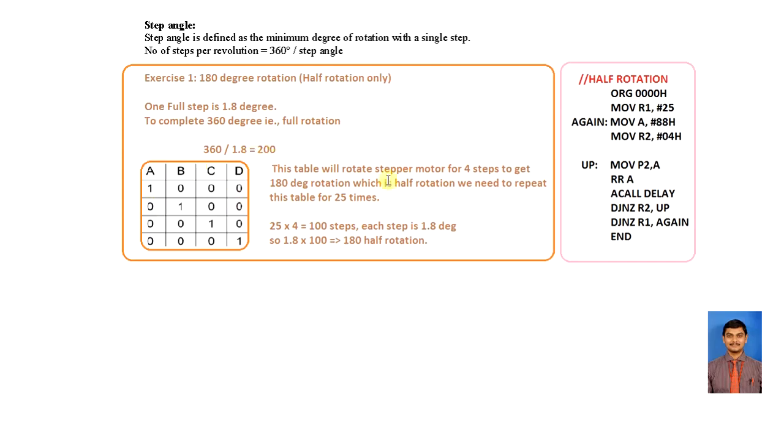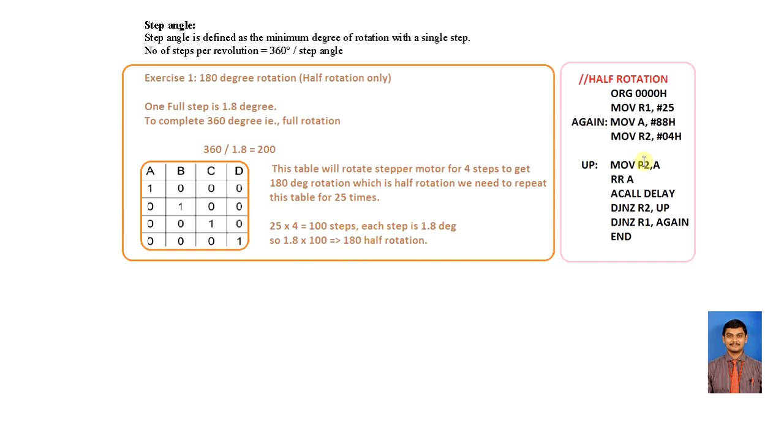This table will rotate a stepper motor for 4 steps. So in order to get 180 degree rotation, which is a half rotation, we need to repeat this table 25 times. That means 25 into 4, which is 100 steps, and we know that each full step is 1.8 degrees. So accordingly 1.8 into 100 is 180 degrees, which is a half rotation.